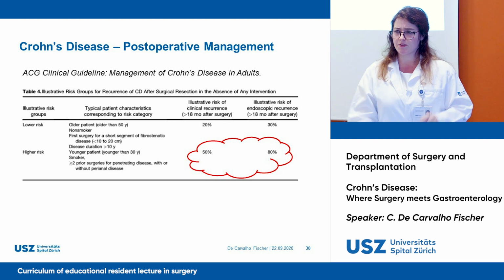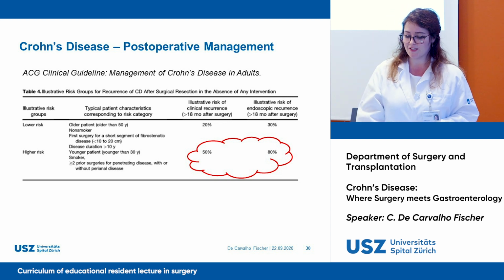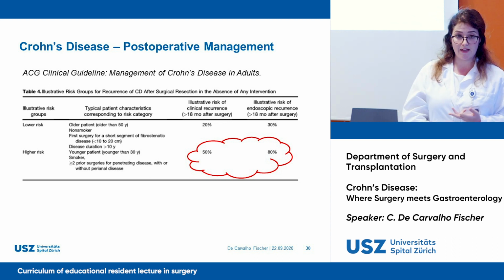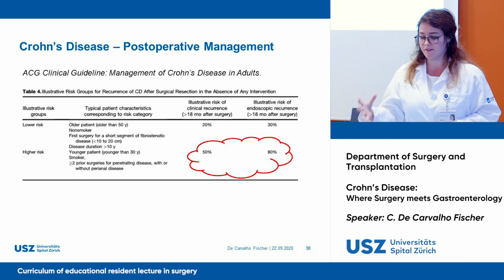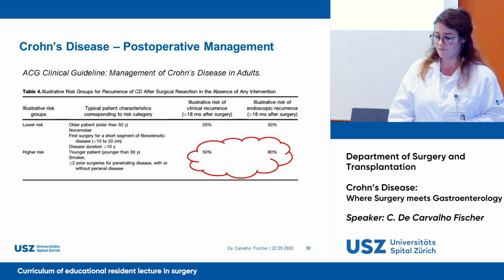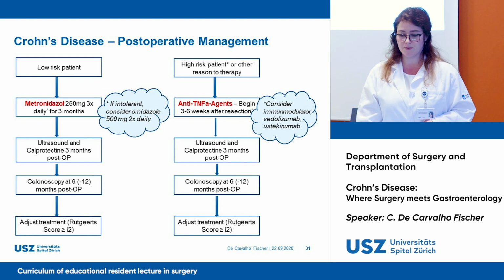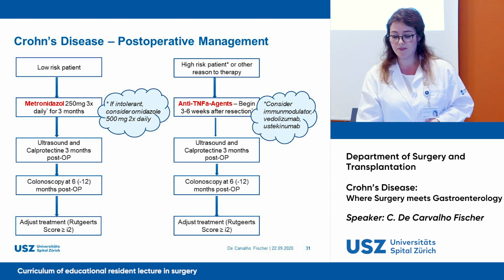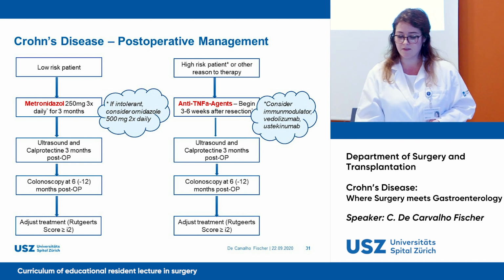Now, it's also important to stratify our patients into low-risk and high-risk patients. So high-risk patients, again, younger patients, smokers, those who have had previous surgeries, have a higher risk of recurrence, and it's pretty much given that they'll have endoscopic recurrence. So a low-risk patient would receive metronidazole, 250 milligrams, 3 times daily for 3 months. If they are intolerant to this treatment, another option would be ornidazole.